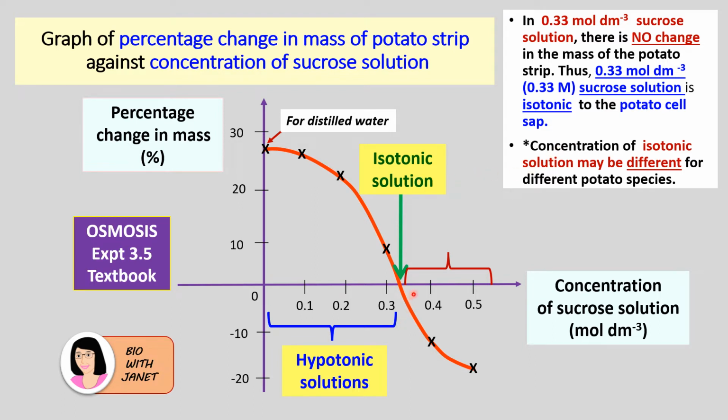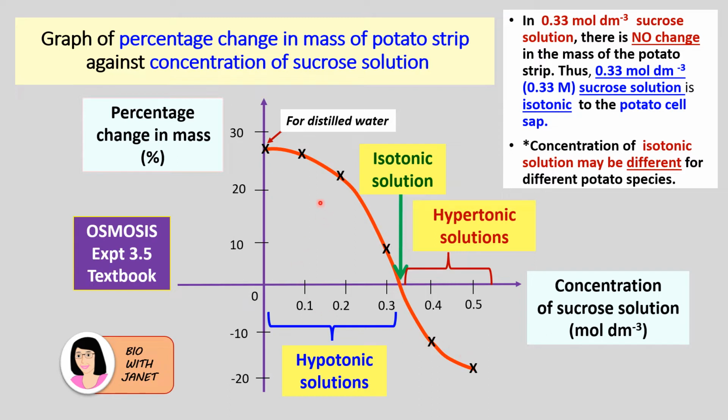Okay, but beyond 0.33 M, we can see that the percentage changes in mass are negative values. So this means that there is a decrease in the mass of the potato strip after soaking. All these solutions beyond the point of intersection are hypertonic solutions, more concentrated than the cell sap of the potato cells. So water diffuses out by osmosis, and the potato strip lost mass. The percentage change in mass is negative, meaning that the final mass of the potato strip is less than the initial mass, because some water has been lost from the cells.